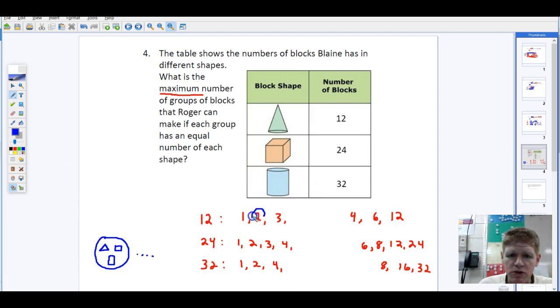So let's find the common ones. So we have a common factor in 2. We have a common factor in 1 as well, but we never count 1. Just don't think about it. 3 is not a common factor. 4 is a common factor here.